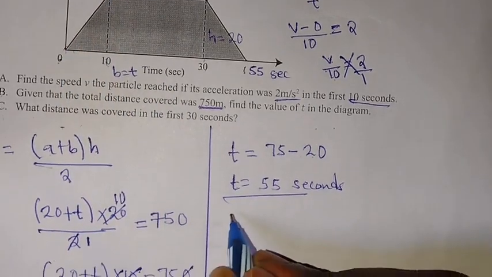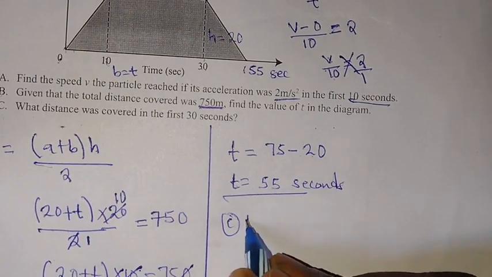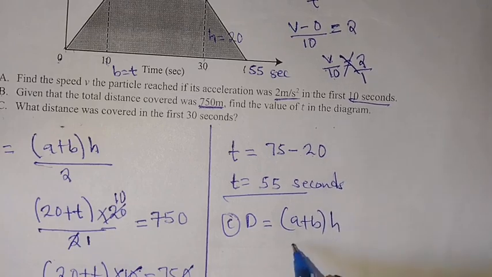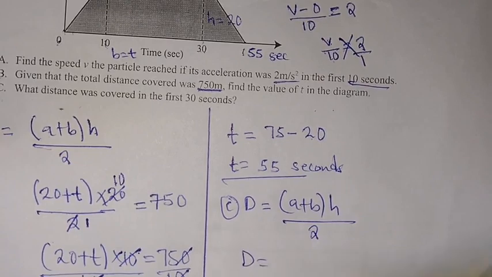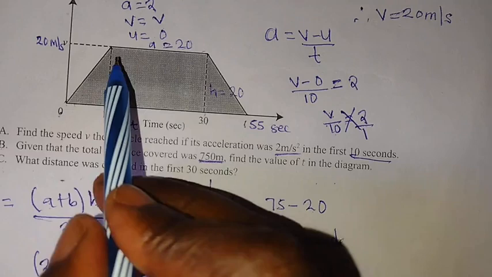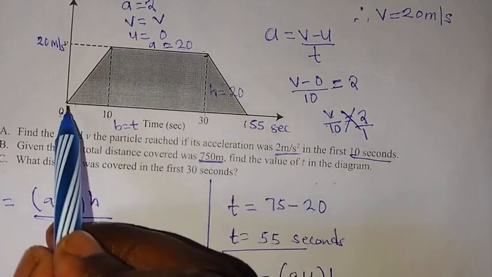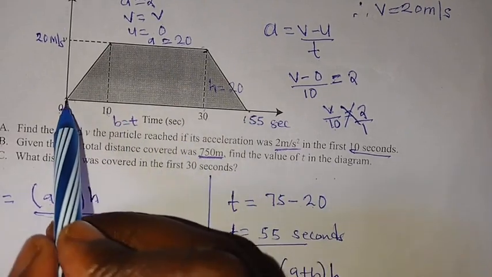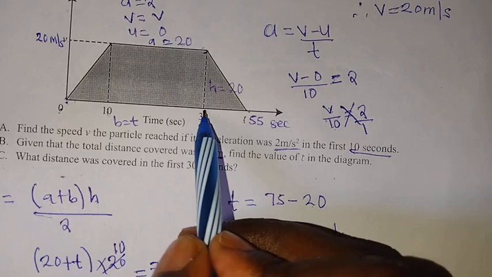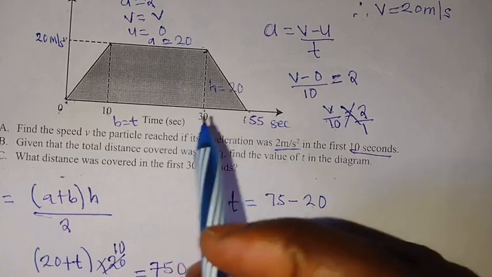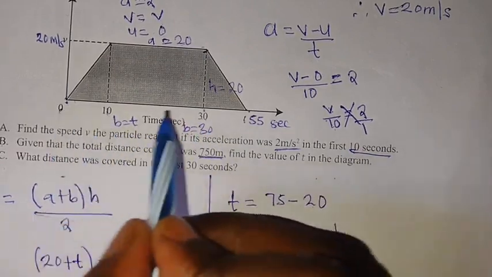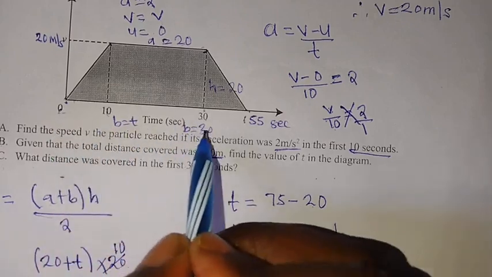So we are going to use the same formula where we say distance equal to A plus B, then H over 2. So still A is this one, but for B it's not from here up to here, no, because we have said distance in the first 30 seconds. So it's from here up to 30. So this is the B. So B equal to 30, because 0 and 30. 30 minus 0, it's a 30.